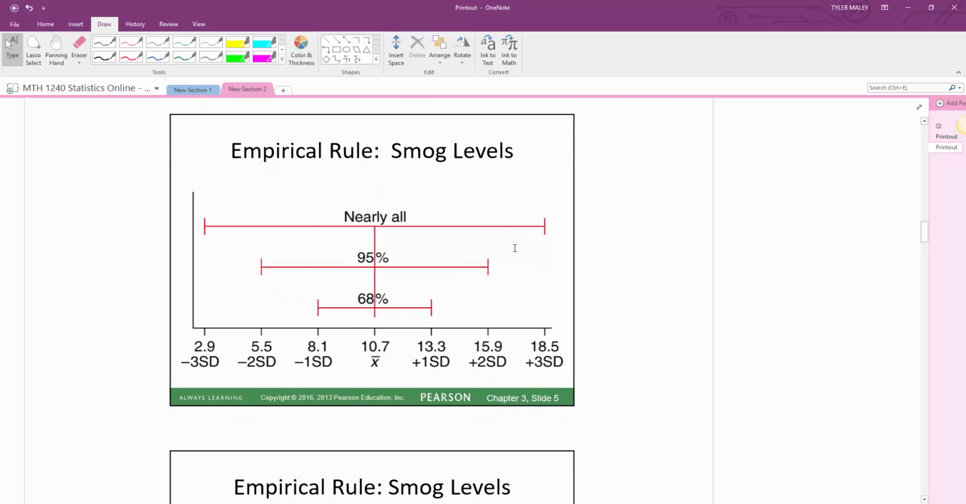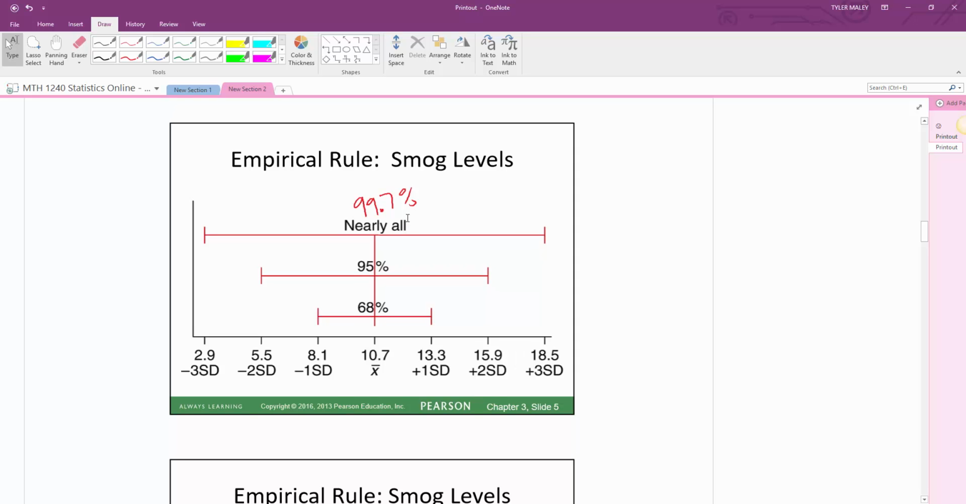So if we look at this with the empirical rule, within one standard deviation we have 68% of our data. Within two standard deviations, we have 95%, and then nearly all, or 99.7%, will be within three standard deviations of the data. So within three standard deviations, 99.7% of the data will be within that range.